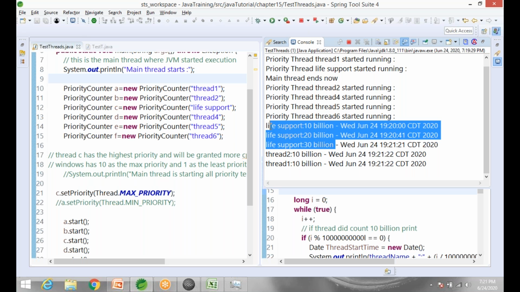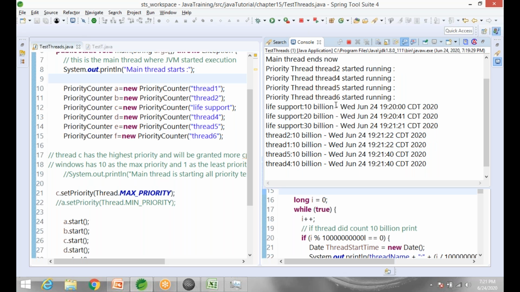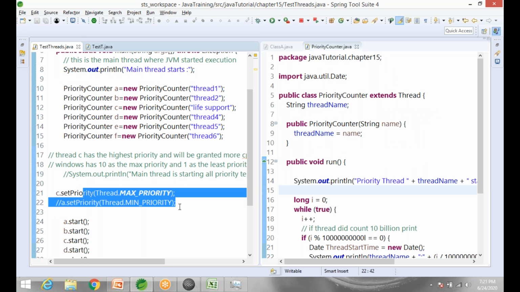Okay, so this already calculated to 30 billion. Thread 1 just finished calculating 10 billion, because the other threads are also running, but they will get less attention from the CPUs. So you guys get the idea, right? How to prioritize which thread and what. Based on how critical it is, you can decide which one you want to give maximum priority and which one you want to give minimum priority. That way each of these threads will be treated according to their criticality.